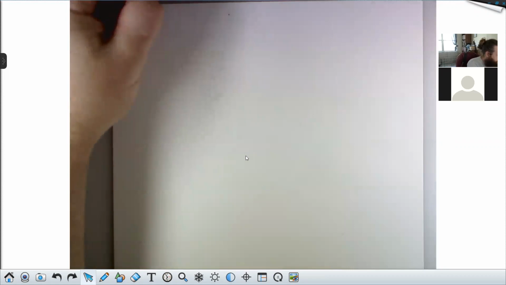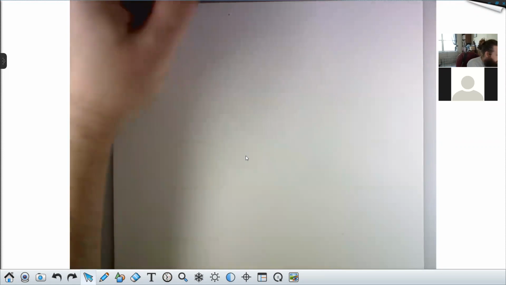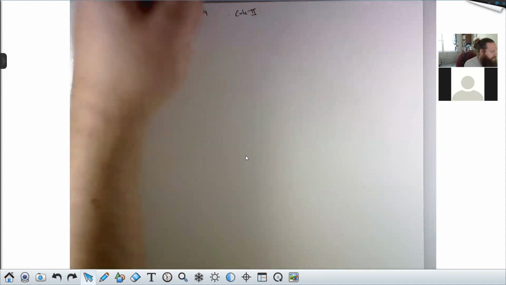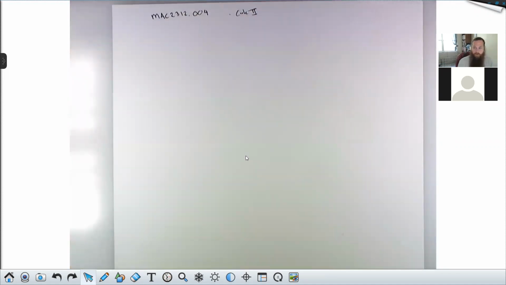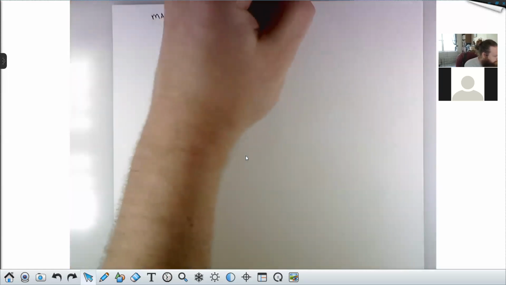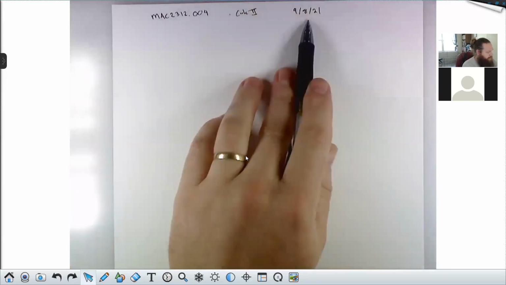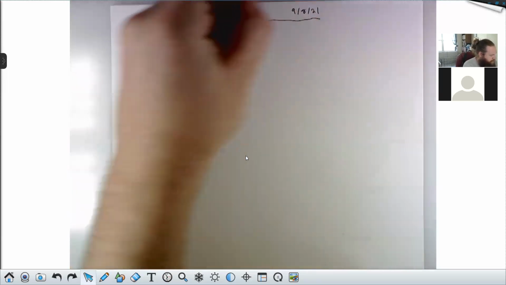So today we're going to begin our journey, which is, most people think of Calc 2 as having like 3 parts. The first part is integration techniques. The second part is sequences and series, power series, and the third part is applications. We've done some of the application stuff, but today we're going to dig into the first real meat here. This, of course, is MAC2312, which is a Calc 2 class. The section number is 004, and the date is the 8th of September, 2021.